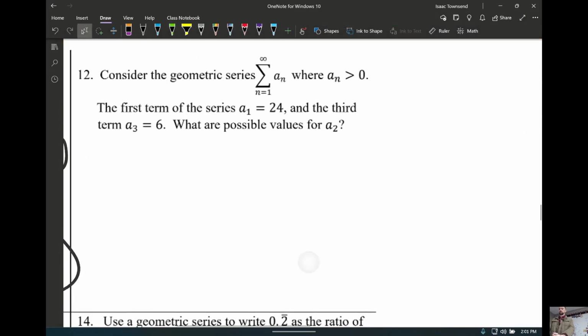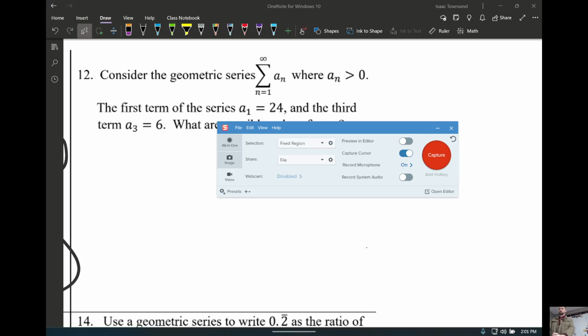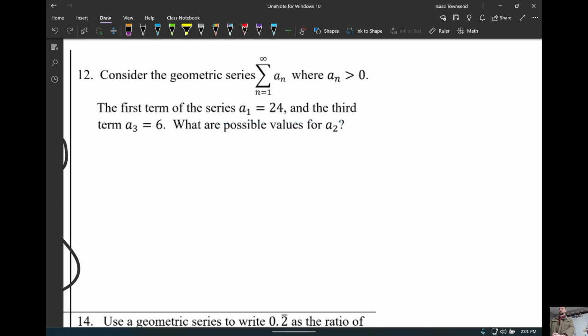Okay. Question 12. I got an answer of 12. So, let's give everybody 2 minutes before we can see if that's the answer or not. Or let's see if you need to work it out.